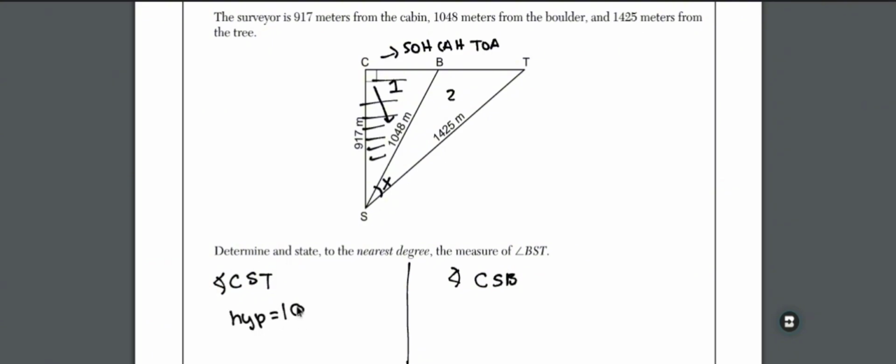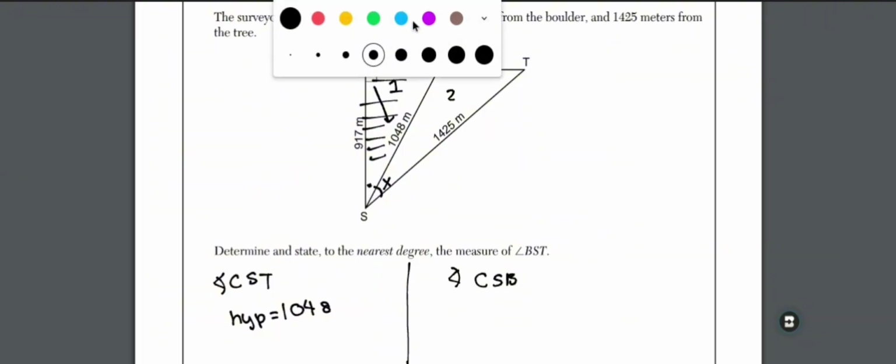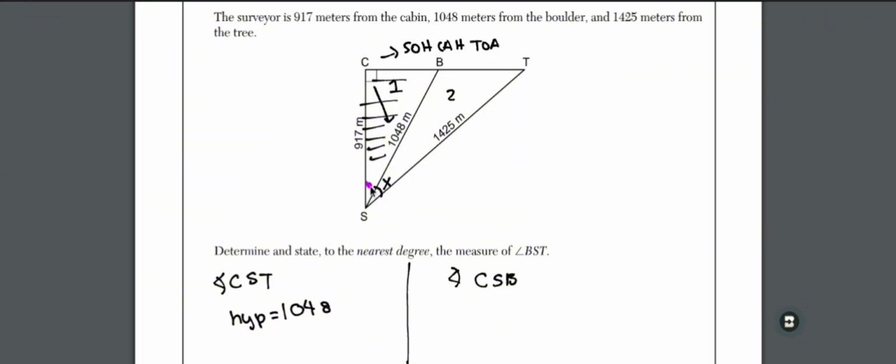of 1,048. If I'm trying to determine angle CSB, which is this angle right here, this angle right here, this is angle CSB. So I'm given my hypotenuse of 1,048, and I'm given a side that is adjacent to my angle. So I have an adjacent side of 917 meters.